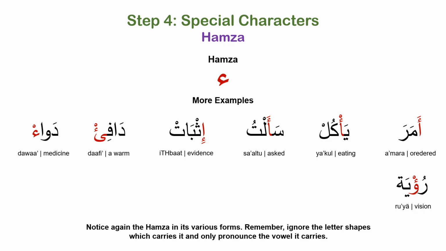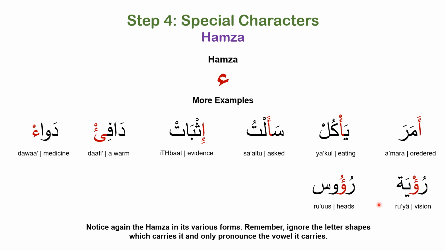Ru'ya. And if you watch the video on the ta marbuta lesson, the special character ta marbuta, you will know that ta marbuta can be taken as a silent letter. That is why I am only pronouncing up to the ya with the fatha. Ru'ya. Okay? If that marbuta was vowelized, I could potentially say ru'yatu. But this lesson is on Hamza, so we're not going to go too much into that. If you want to know more, you can watch the video on ta marbuta.